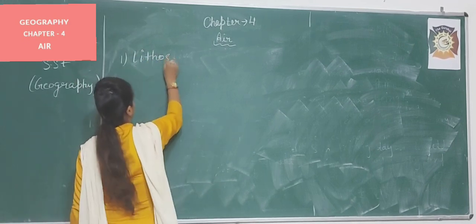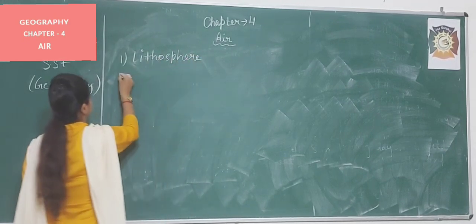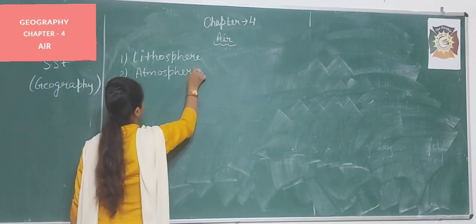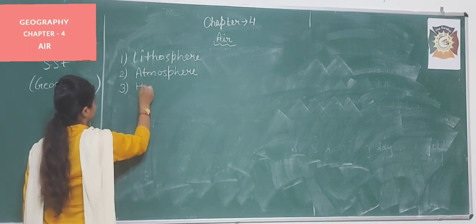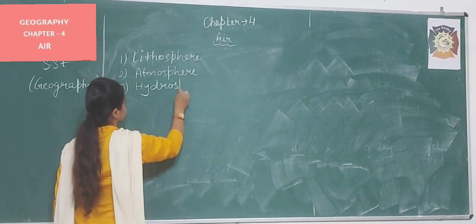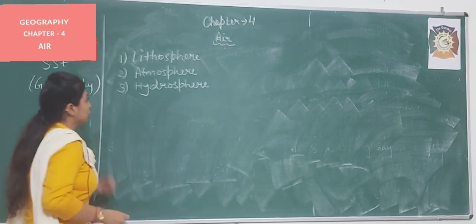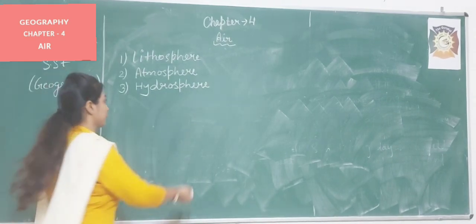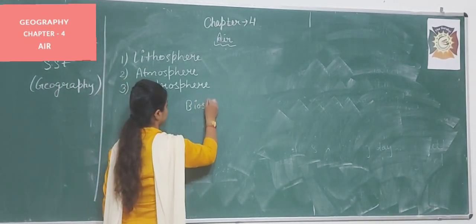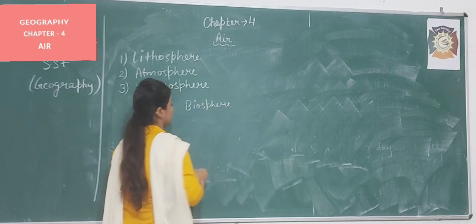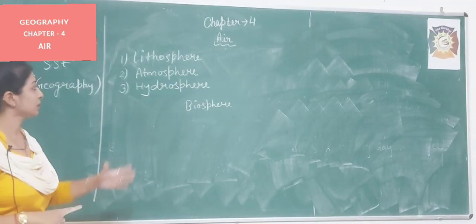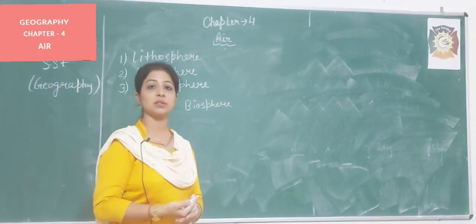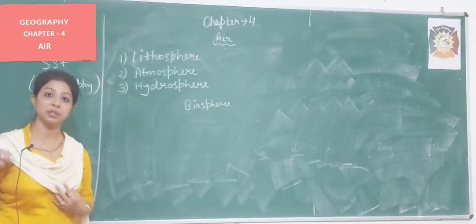First one was lithosphere, second atmosphere, third hydrosphere. Lithosphere, atmosphere and hydrosphere, where all the 3 spheres meet, that is called biosphere. Okay, this was all about the first chapter. We discussed all 3 spheres there. In the second chapter, inside the earth, we discussed the lithosphere as well as the interior of the earth.